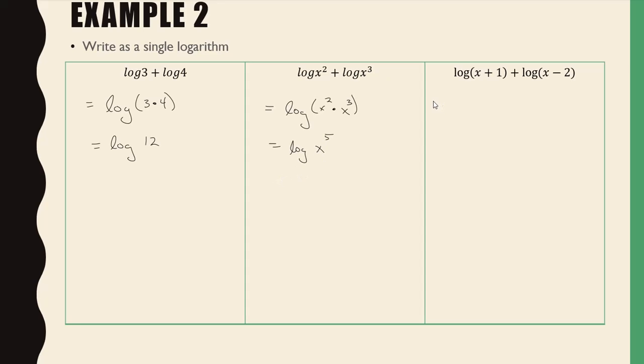All right, for our final one, so here we have an addition of two logs. So we're going to take the arguments and multiply them. So (x plus 1) and then (x minus 2). Now we could FOIL this out, but there's really no reason to. It might be more useful in factored form, and so we're going to leave it just like that.